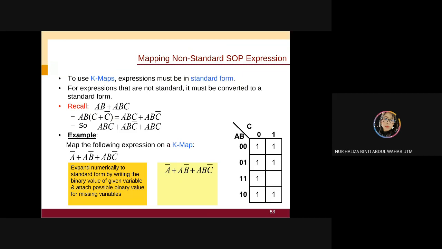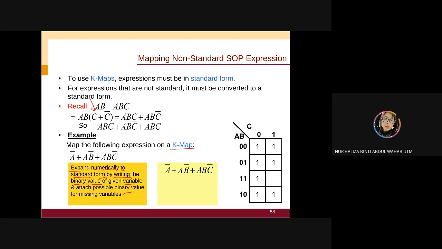So map the following KMAP. Expand numerals to the standard form by writing the binary value given. You can also use the possibilities without using the standardization. This part, please make sure you carefully check one by one. If there is something missing, then you're going to lose one output.